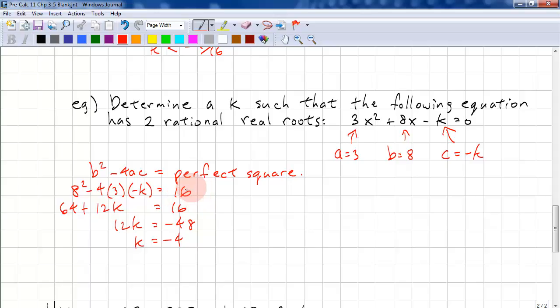This perfect square should be a positive perfect square. If you want to be fancy, you could also use something like 9 over 4. And that completes this lesson.